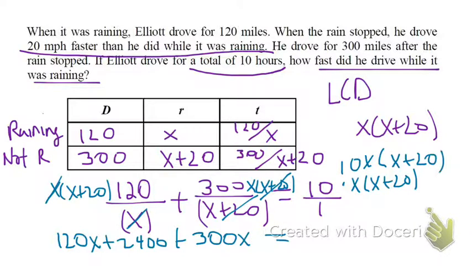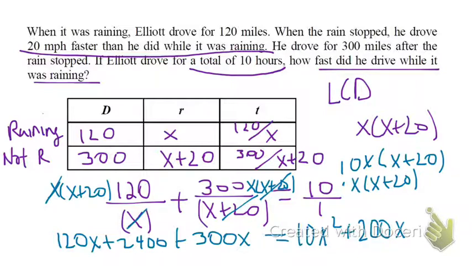Now what is that going to give you? 10X times X, 10X squared, plus 200X. Okay? This then is now a quadratic. How do we solve quadratic equations? We set them equal to 0. So what's going to have to be moved? What are you going to leave the same, and what are you going to move?